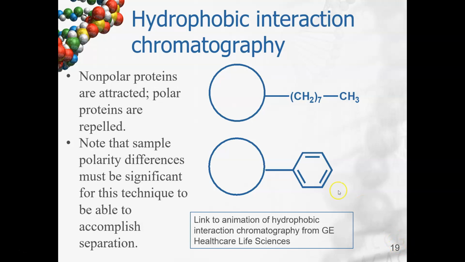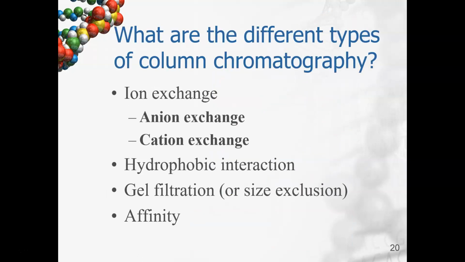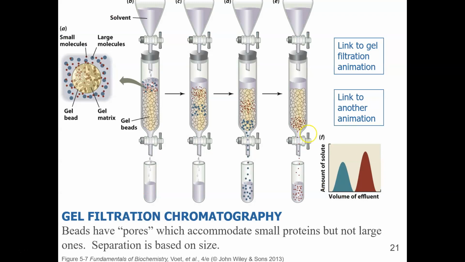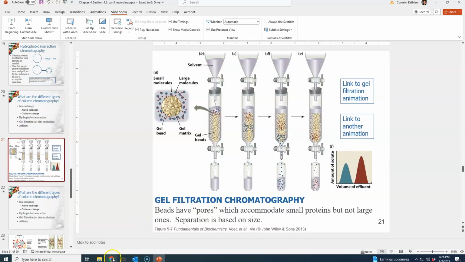Okay, so going back to our PowerPoint, again, this technique separates proteins based on polarity. The nonpolar proteins will have an affinity for these nonpolar groups, and the polar proteins will come off first. How about gel filtration? Sometimes this is called size exclusion. And I have a couple of videos here to show you.